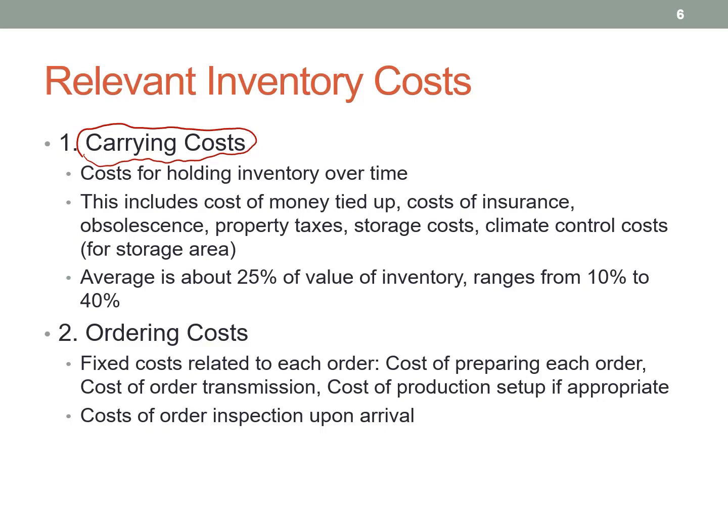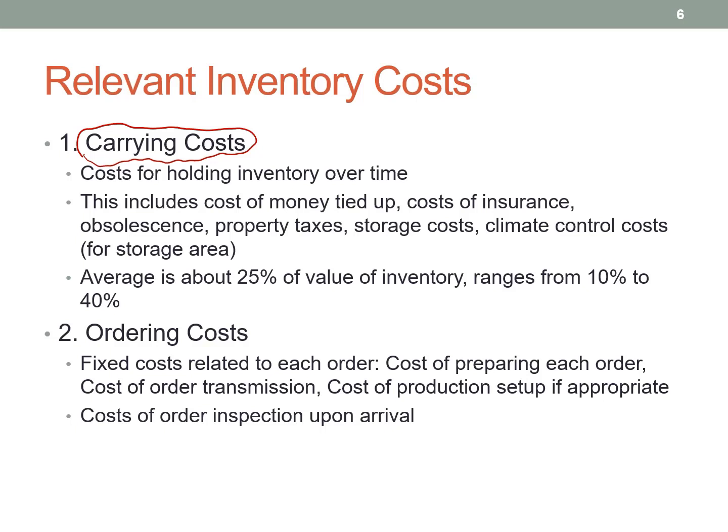Usually they're expressed as a percentage of the value of inventory, and the average is about 20 to 25%. So if you are holding $1 million worth of inventory for a whole year, then 20% of 1 million might be how much money you have to spend to hold $1 million worth of inventory for 1 year. Sometimes it's less, so it could be as low as 10% or 8%. Sometimes it's much higher, it could be as high as 40%. So we don't want to hold inventory for too long, because the longer we hold inventory, the carrying cost keeps accumulating.